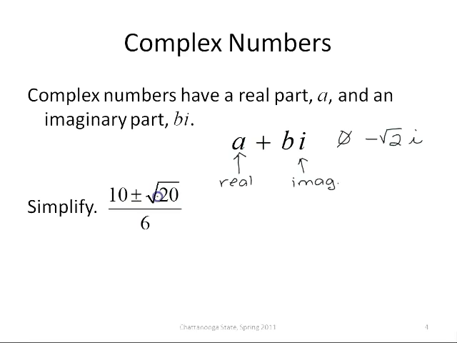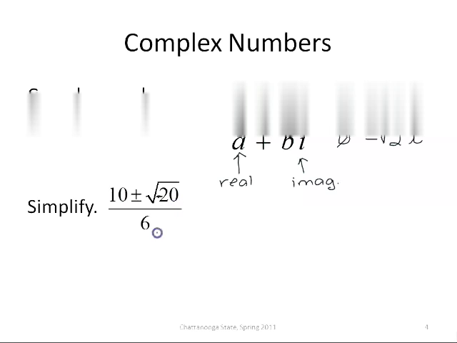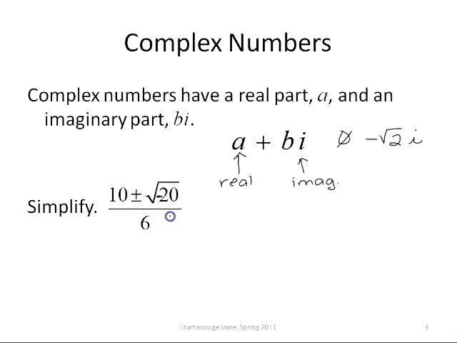Now, sometimes we have to take a number and write it in this a plus bi form. So what we want to do is take this 10 plus or minus square root of negative, I didn't get the negative in there, negative 20 over 6. And we want to write it in a plus bi form. Now, it also needs to be in a simplified form. So the first thing we need to do with this fraction is put each term over the 6. Do 10 divided by 6 plus or minus the square root of the negative 20 divided by 6.